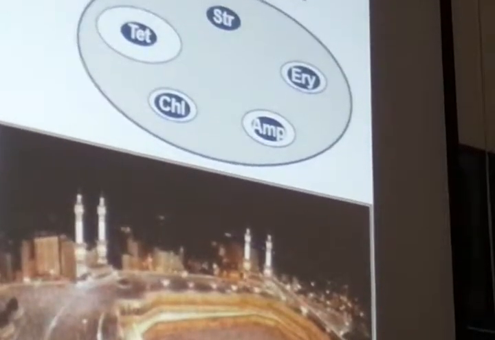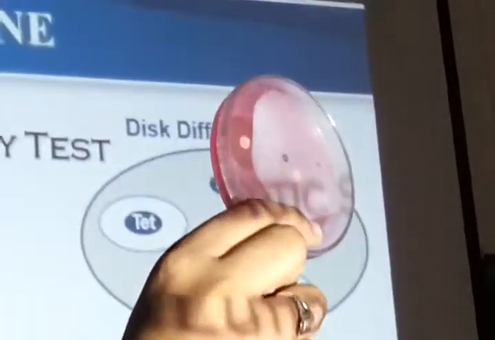Can you see this? I'll pass the plates and you can see yourself the zone of inhibition. Just see and pass behind you, so others can see also. You far backward, okay?